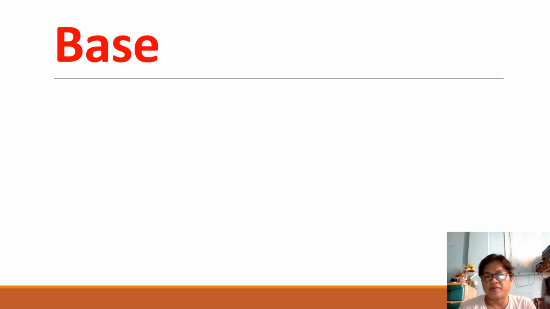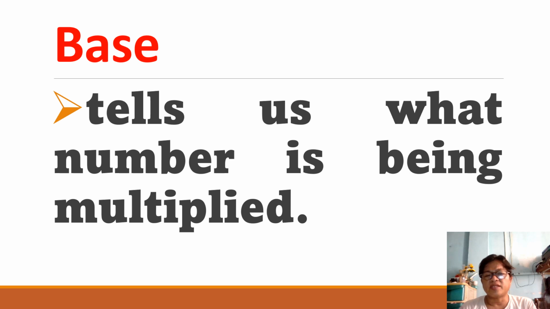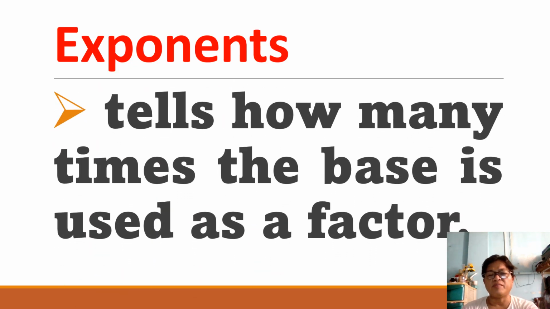Another one we have is the base. This is different from the other base that we have already in the previous lessons. Base tells us what number is being multiplied. Next we have exponents or exponent. It tells how many times the base is used as a factor.